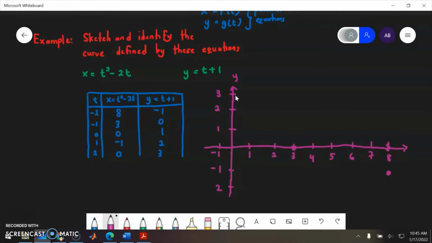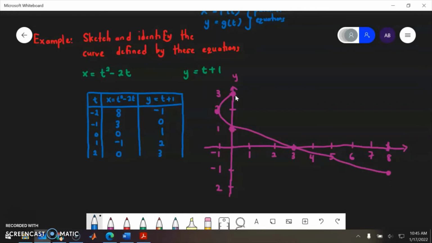When x is 0, my y is 1. And then when x is minus 1, y is 2, so it should be somewhere here. Now back to when x is 0, y is 3. If I connect this curve, it'll be something like this.